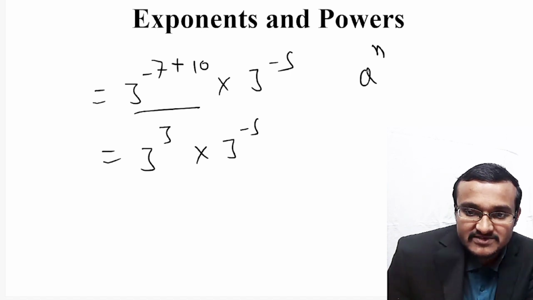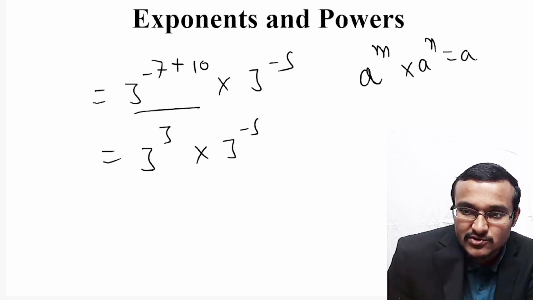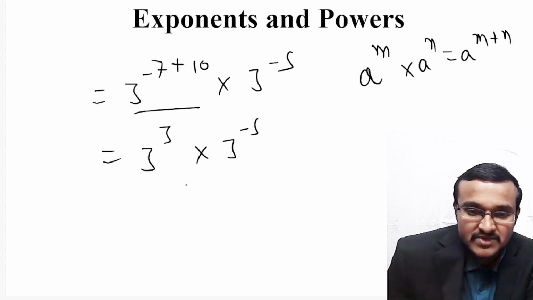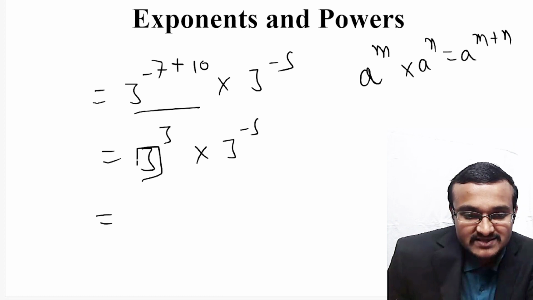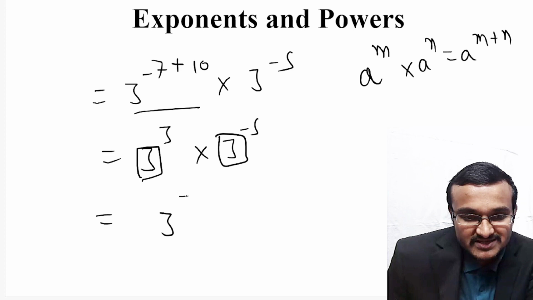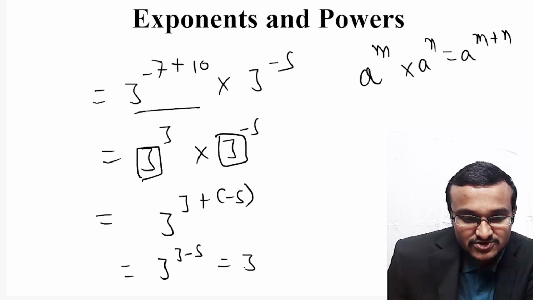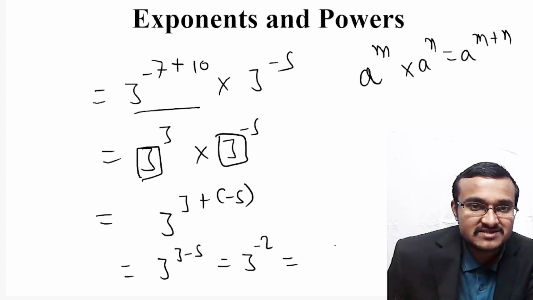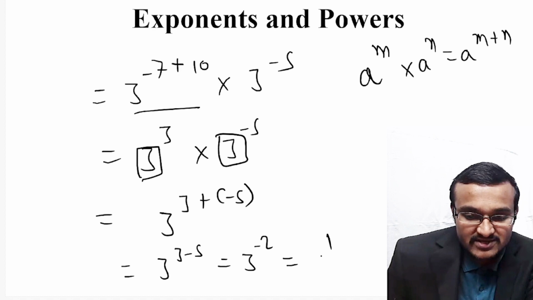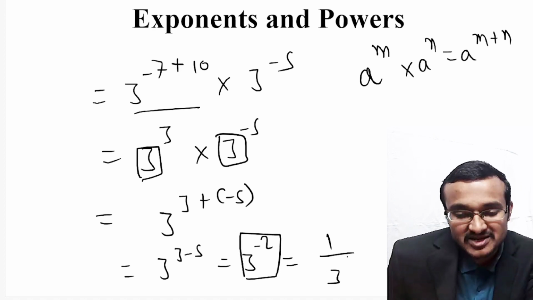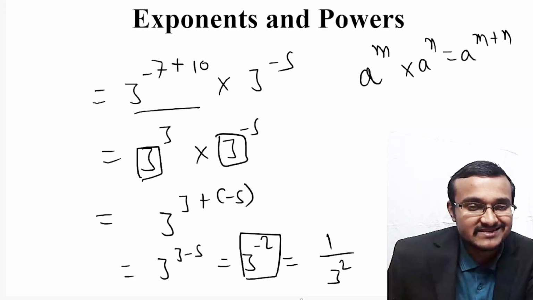So we have another law which states that a power m into a power n will be equal to a power m plus n. So here you can see 3 is a, here also 3, you can substitute this as a. So it will become 3 power 3 plus of minus 5. So 3 plus of minus 5 will be 3 minus 5, that is actually equal to 3 power minus 2. You should express this in positive term. So that's why you should bring this 3 power minus 2 to denominator, then this minus 2 will become plus 2. So that will be 1 by 3 square.